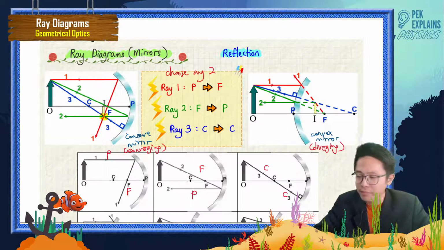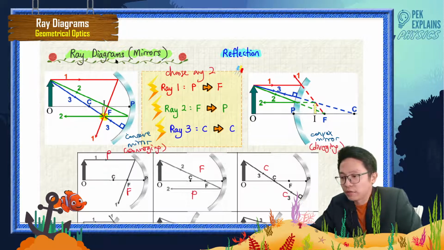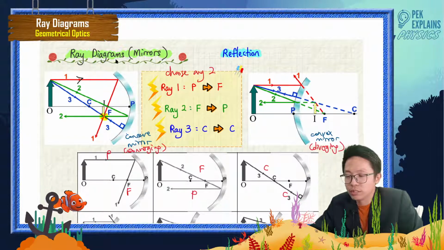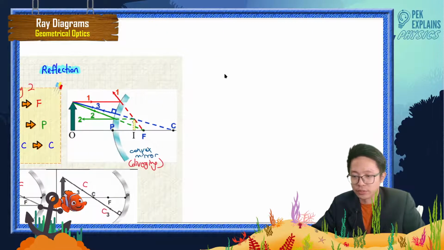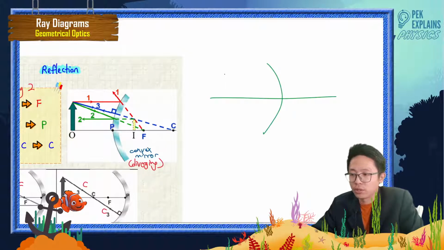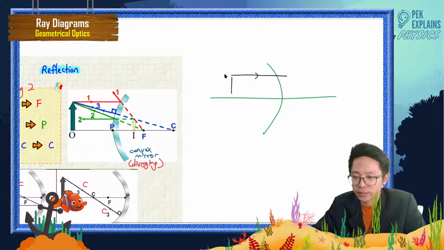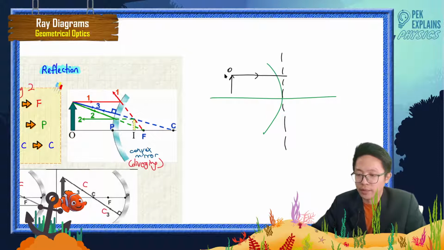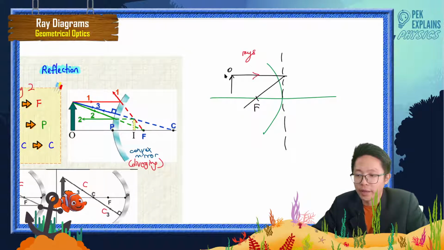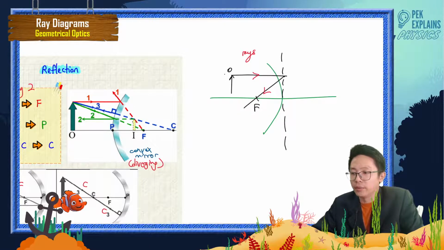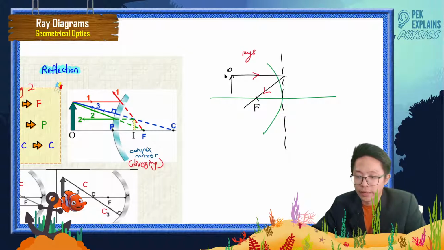Remember, for rays you need to have arrows. Don't just draw a straight line like that. This is the object, the focal point is here, and don't just draw like that. The rays must have arrows. If you don't have arrows, then it's wrong. Then we have another rays.